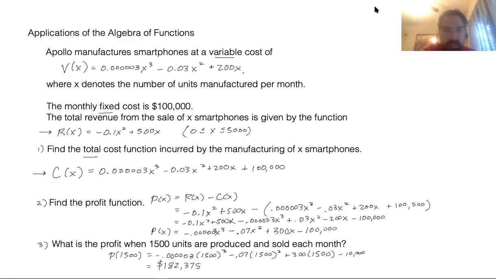You get a profit of 182,375 when we produce and sell 1,500 units. Let me go back and fix my number here. It should have been 100,000. In my calculations, I was using 100,000, but I wrote 10,000 there. Didn't want to mess anybody up. $182,375 for the profit is our correct answer.